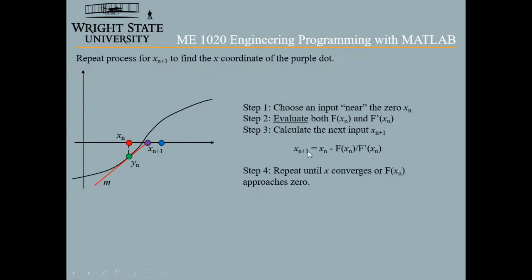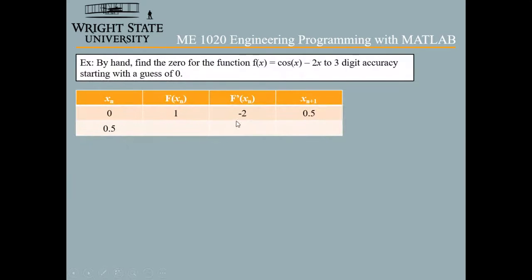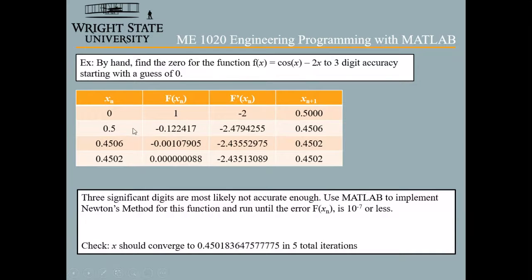And then you plug it into this equation. x of n plus 1 is equal to x 0 minus f over f prime, or 0 minus 1 over negative 2, or 0.5. Then you plug 0.5 in, and your next step would be this second line, and you'd keep plugging it into this equation every time, and eventually you'll get, all right, my answer is now 0.0000088. And so that's really, really close to 0, and so you're pretty close to the final answer.